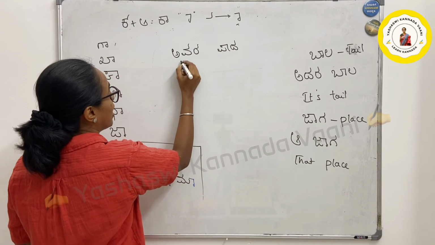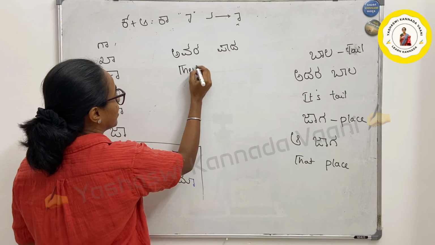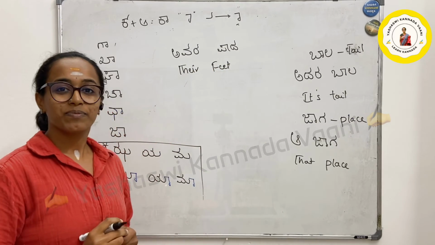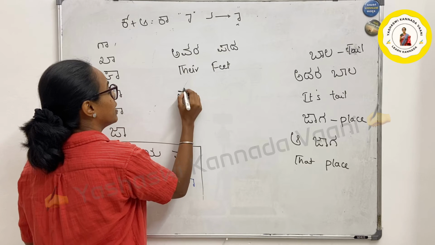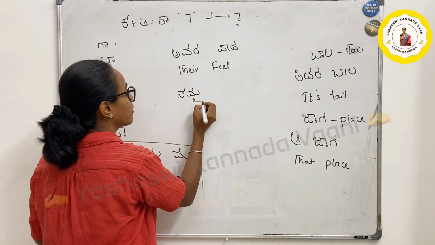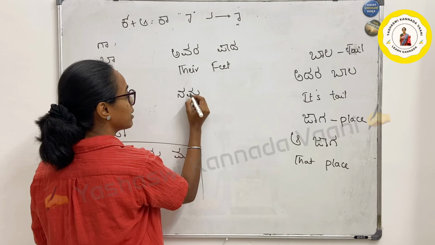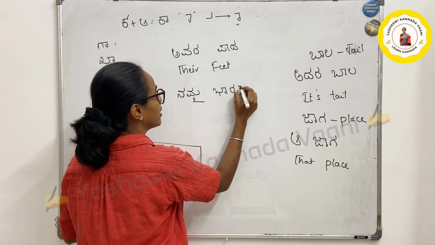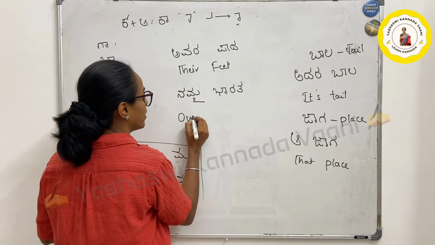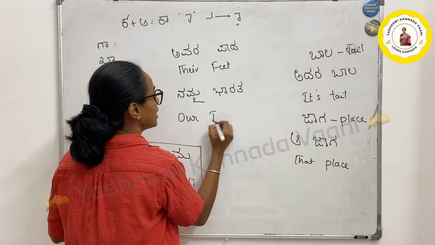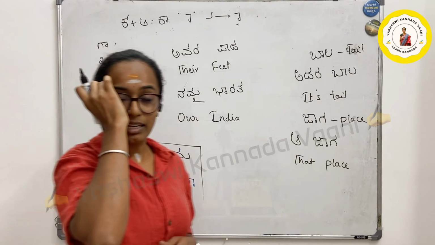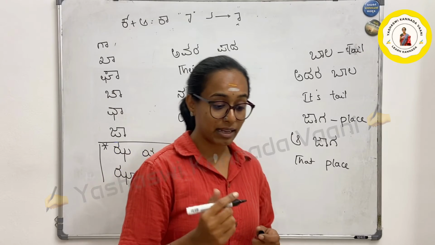Pada. Avara, their. Pada, feet, their feet. Namage, namma. All remember this one. Bharata. Our India. Bharata is India. In Kannada, for India we say Bharata.